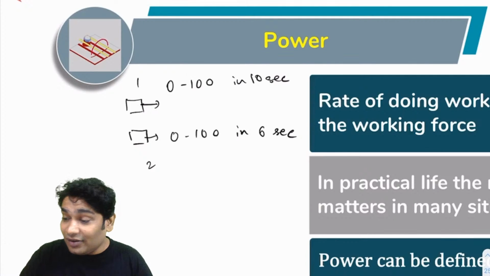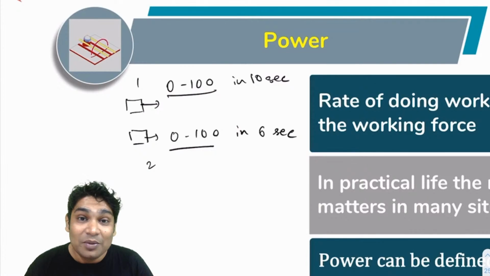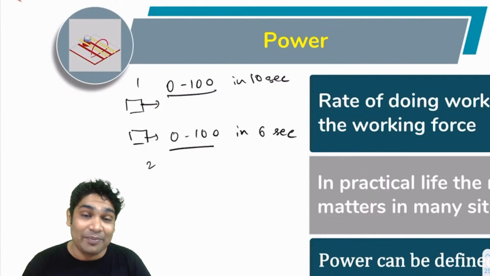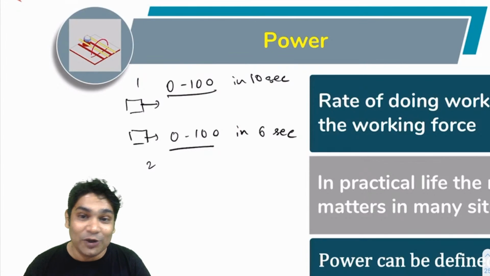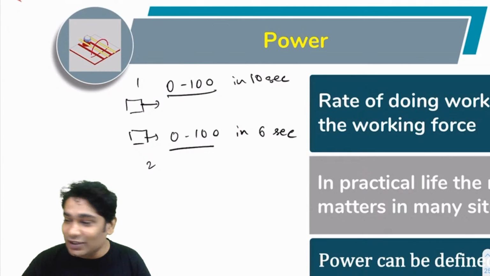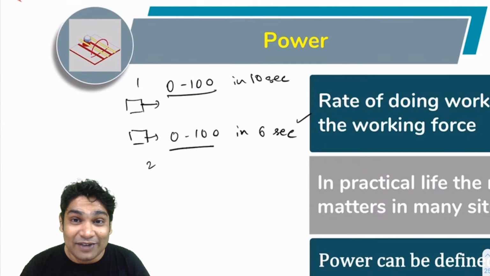Now you realize, in going from 0 to 100, both the engines would have done the same amount of work. Why? Because the change in kinetic energy would be the same. The masses are the same, the change in velocities are the same, so the initial kinetic energies are the same, the final kinetic energies are the same. So the work done by the engine is the same. However, which one would you prefer? Probably this one, the one which gets from 0 to 100 faster.